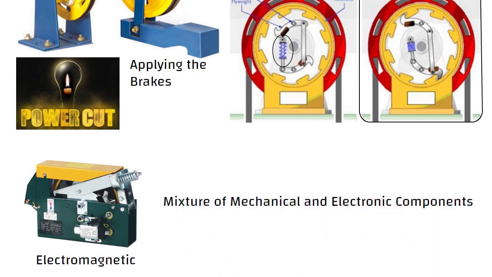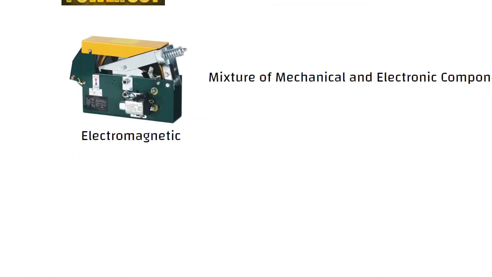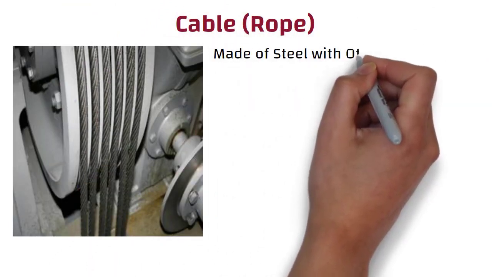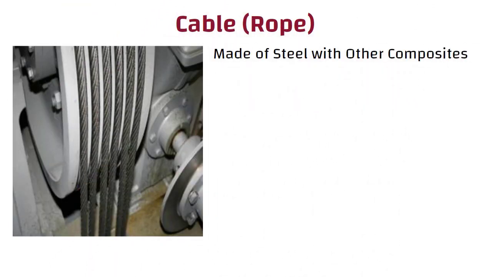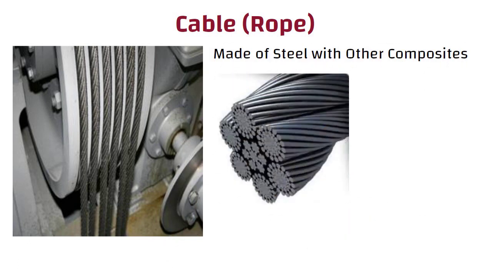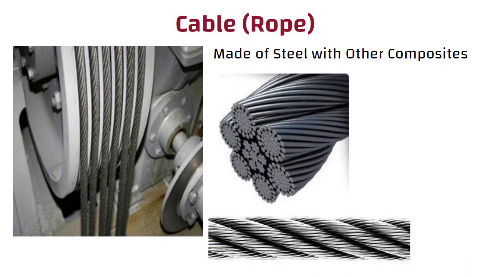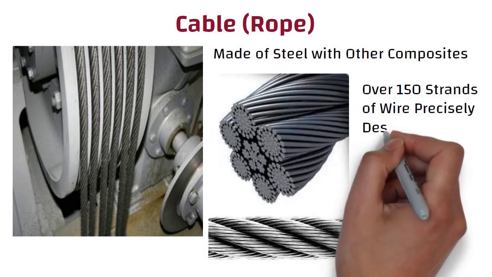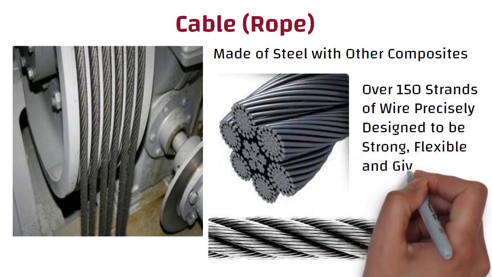It is usually attached to the bottom of the car and it is also known as governor rope. Cable or rope. Elevator ropes are highly engineered and made of steel with other composites. Also, they are not single wires but several strands of various sizes wrapped together. A typical cable or rope can have over 150 strands of wire precisely designed to be strong, flexible, and give long life.